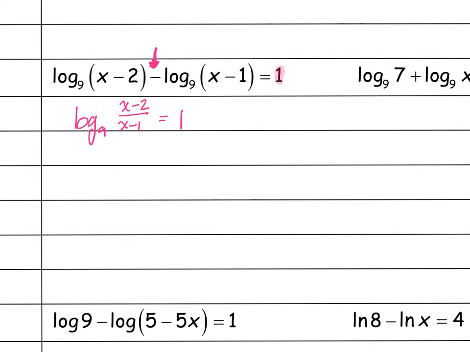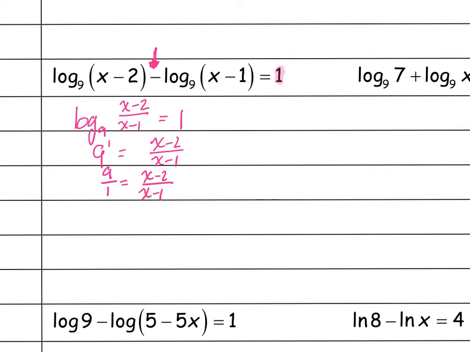So now I'm going to do what we were doing before. If I can't solve it as a log, I want to switch it to an exponential. So that means I have 9 to the first power equals (x minus 2) over (x minus 1). So I have a fraction equaling a fraction, believe it or not. Let's start with 9 to the first power, which is 9. So I can write that as 9 over 1, and that equals (x minus 2) over (x minus 1).